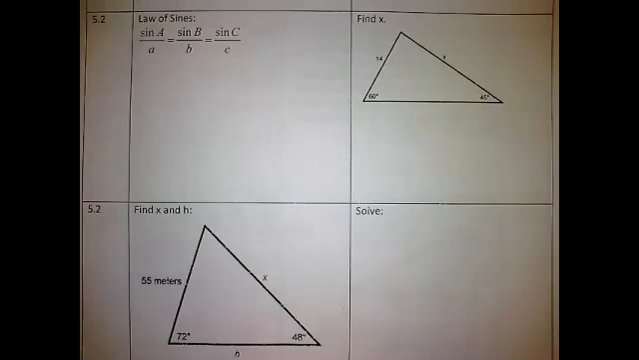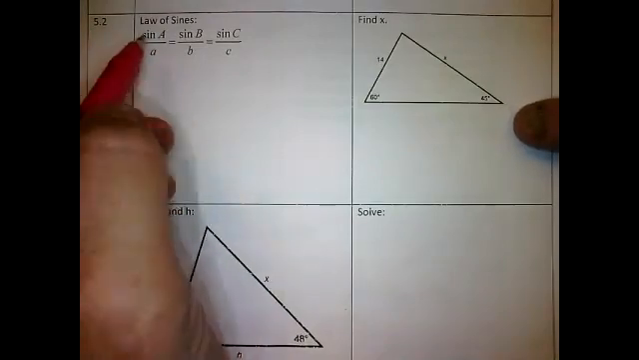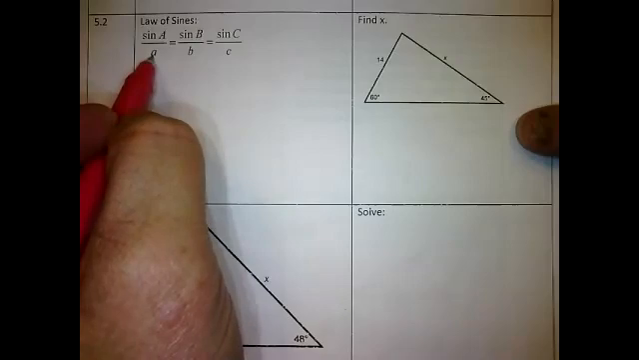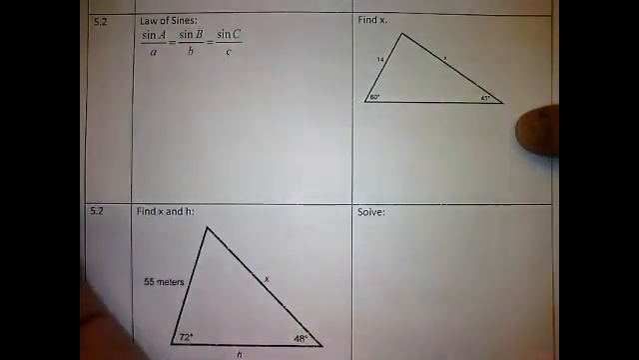Yesterday we did law of cosines. Today we're going to do law of sines. For law of sines, it's not too bad. You have sine of an angle over the side opposite, sine of an angle over the side opposite, sine of an angle over the side opposite.